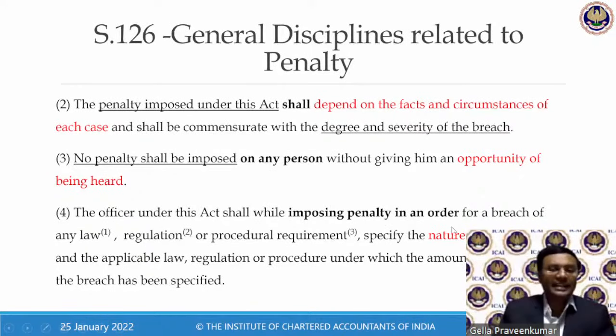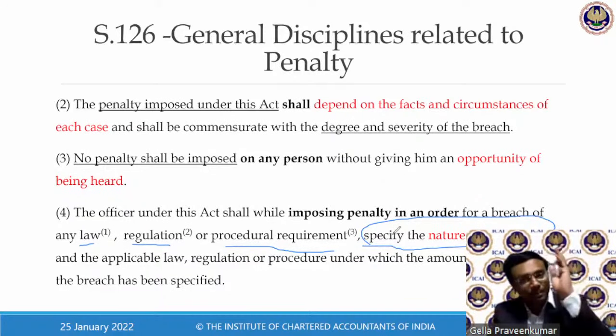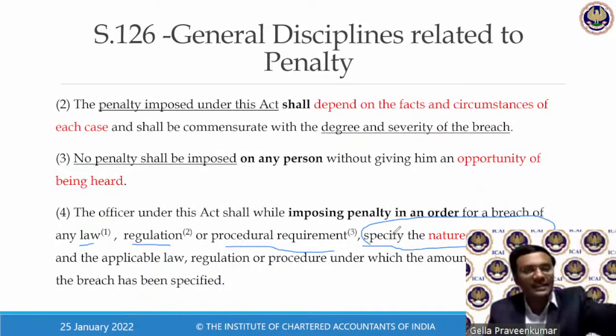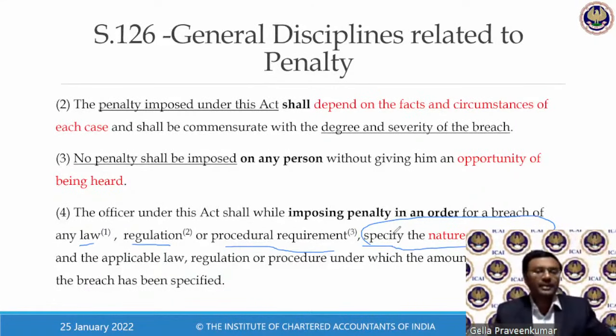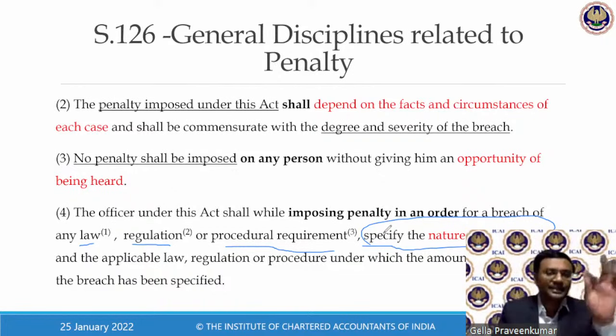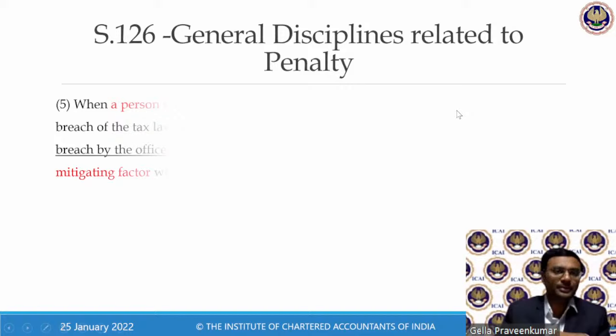The officer under this act, while imposing a penalty in an order for a breach of law, that is the act, regulation, rules, or procedure, that is normal customary procedures, must specify the nature of the breach. So the officer is bound to specify: look, I came for inspection, you have to have a notice board, you've defaulted. I came for inspection, you are supposed to maintain a production register, you failed. They say specify under that act, that section, under that rule, or this procedural aspect, where this contravention was noted, and why this penalty is being imposed.